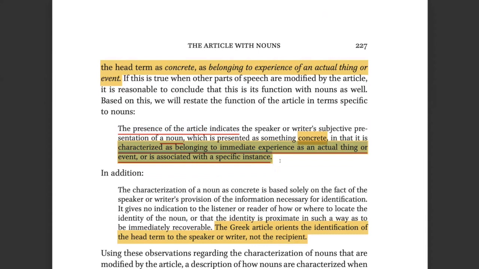So that's the summary. Now let me read the full part of what he says. The presence of the article indicates the speaker or writer's subjective presentation of a noun, which is presented as something concrete, in that it is characterized as belonging to immediate experience as an actual thing or event, or is associated with a specific instance. Okay, now that still may sound unclear, so we need to see some more of what he says.